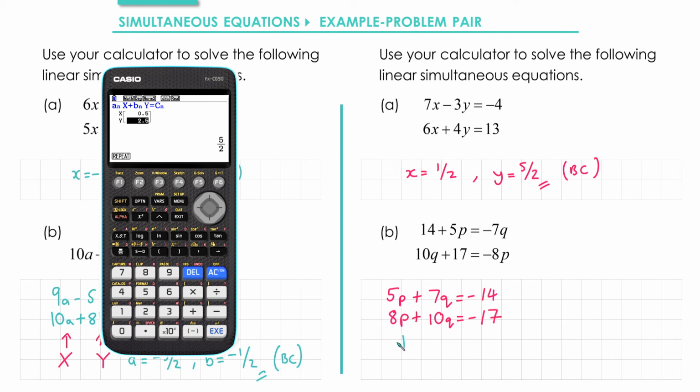When we put it into our calculator, we'll let p be the value of x, and we'll let q be the value of y. So pressing exit gets us back to our coefficients. We enter 5, 7 and negative 14. We enter 8, 10 and negative 17, which gives us p equals 7 over 2 and q equals minus 9 over 2.